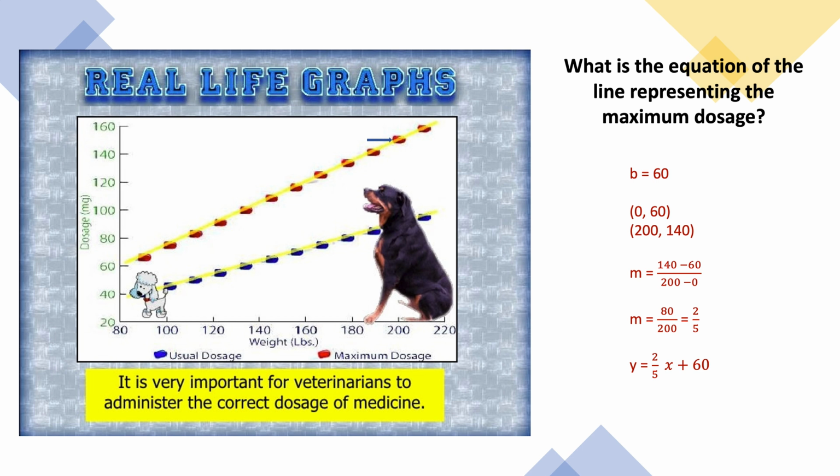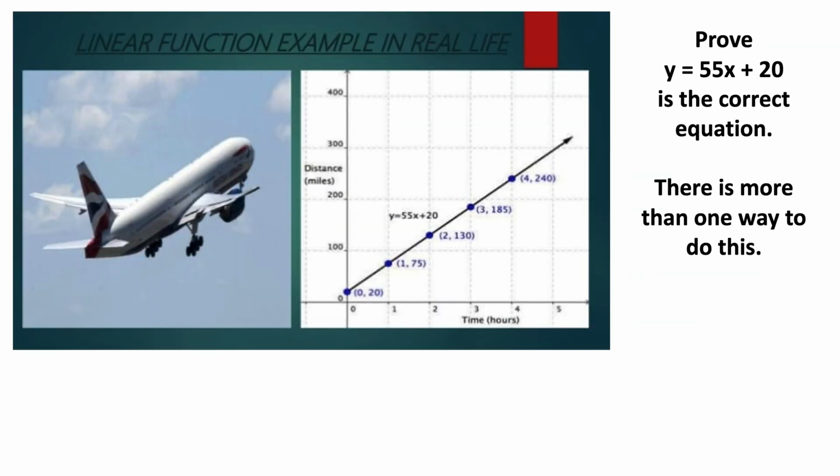And there is your correct answer. Okay, so some more real life applications. I got one more for you. This one we're going to go differently. This time they tell you, when it's talking about the linear function example in real life of a plane taking off, that the correct equation is y equals 55x plus 20. I want you to prove that that's the correct equation. There's more than one way to do this. We have not done anything like this yet. So give it a shot, and we'll go over and see if you chose one of the two ways that I present to you. Go ahead.